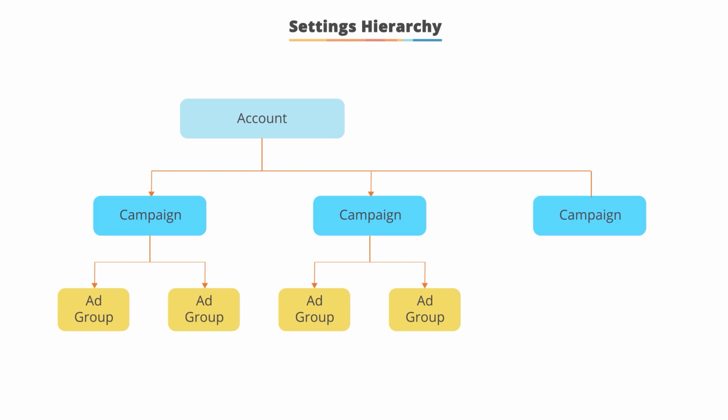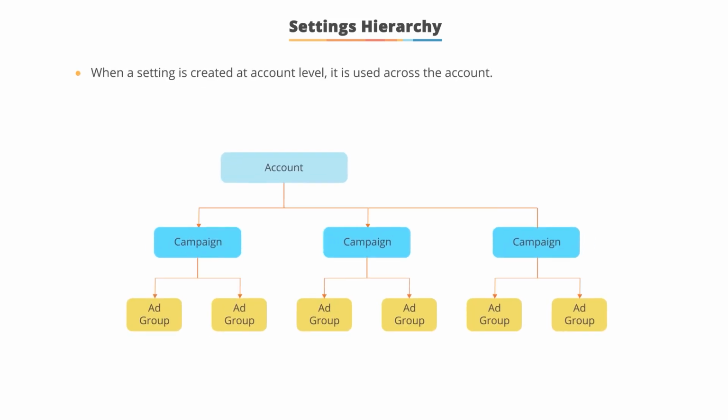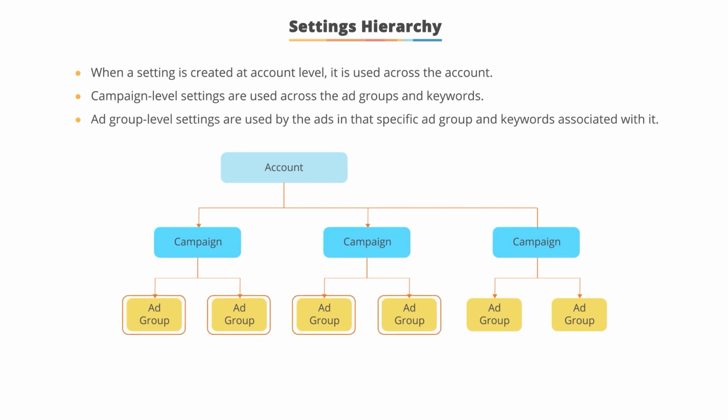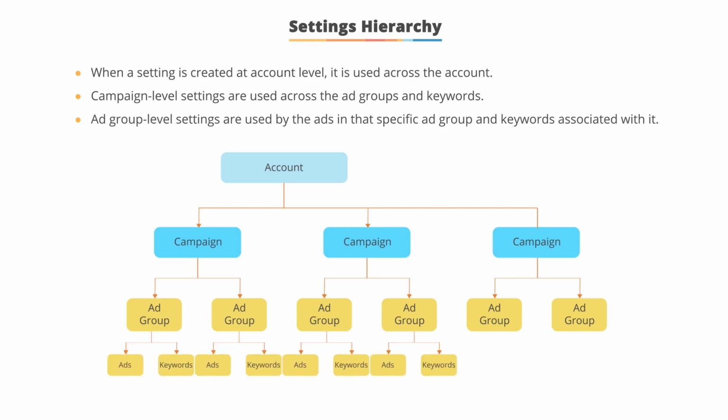So if we have different campaigns, then only the ad groups in that campaign would use that campaign's budget and that campaign's targeting method. When you create a setting at the account level, it's used at the campaign level, and anything at the campaign level is used at the ad group level. If you create ad group level settings, they're only used by the ads and keywords in that specific ad group. Ad group data is never inherited by another ad group.